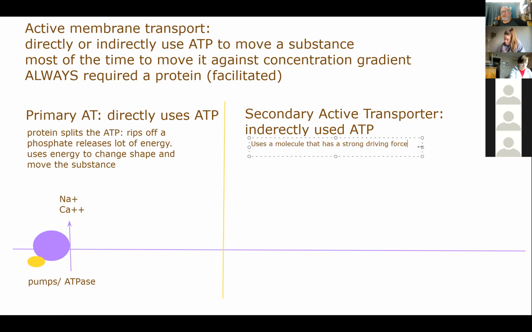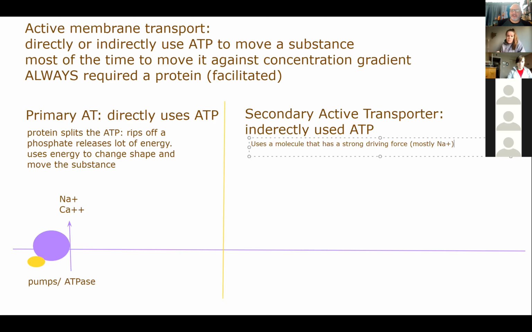Remember, one of the things we talked about is that, because the inside of the cell is negative, sodium really wants to get in, down its chemical force. There's more sodium outside of the cell, so its chemical force really wants it to come in. Its electrical force really wants it to come in. So the most common substance used in these secondary transporters is sodium. Sodium really, really wants to come into the cell.